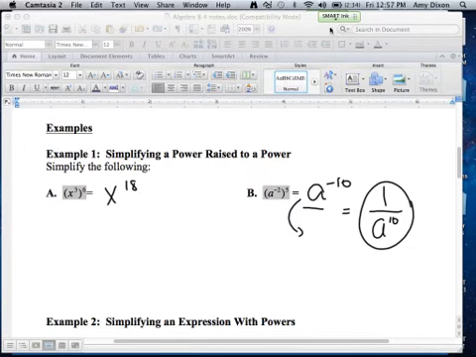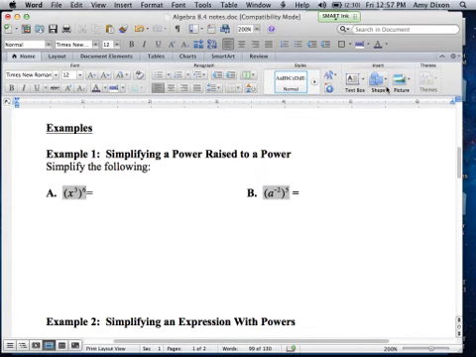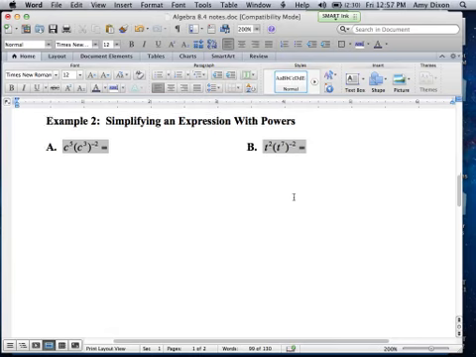All right, let's practice the next property. Example 2 is simplifying an expression with powers. All right, so, oh, I'm sorry, this is still the same property. So we have c to the 5th power, and then we have c to the 3rd power raised to the negative 2nd power. Now here's what's interesting about this one. This c to the 5th power has nothing to do with that negative 2. So we don't do anything with it yet. We just write it down.